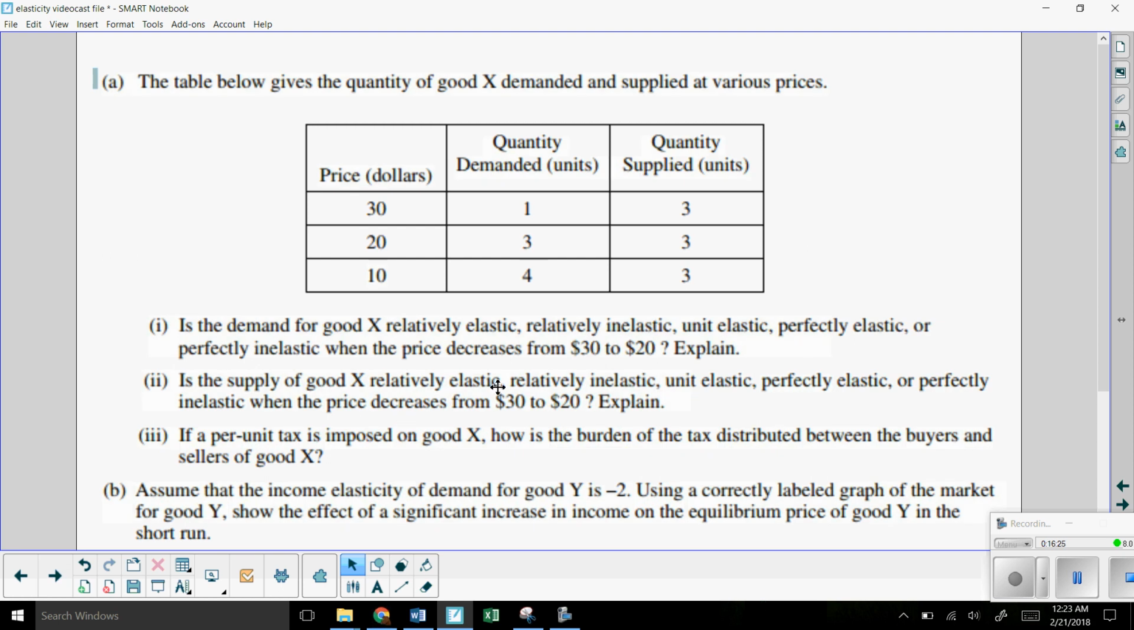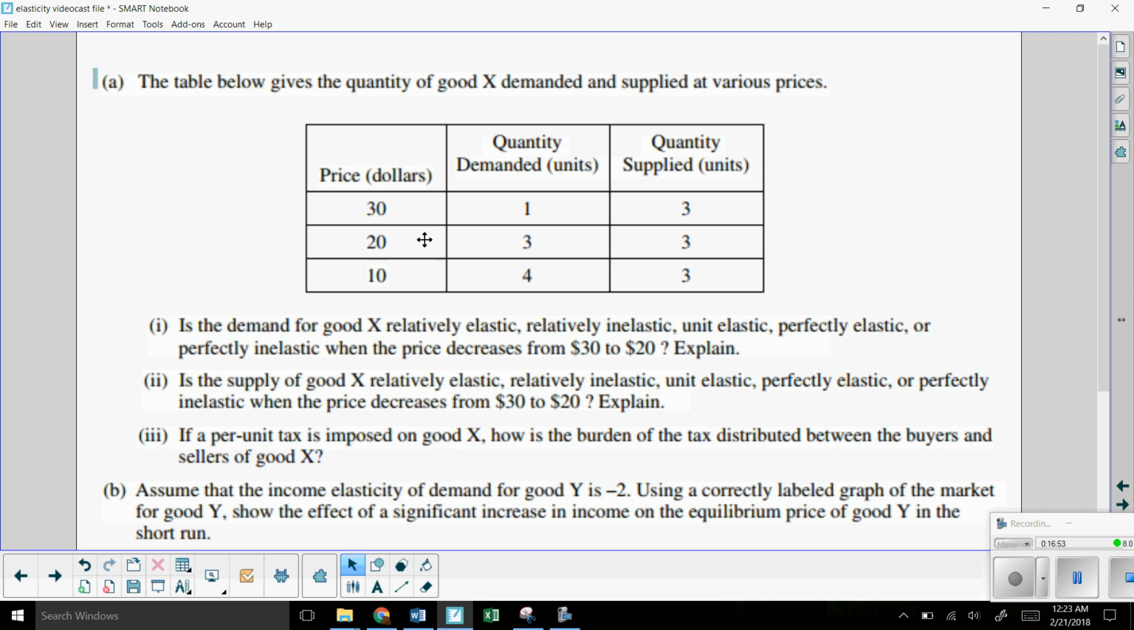All right, so here is a question that we have, and these first couple parts here in part B ask us to think a little bit about elasticity. So with part 1 there, is the demand for good X relatively elastic or unit elastic or perfectly inelastic when the price decreases from 30 to 20?